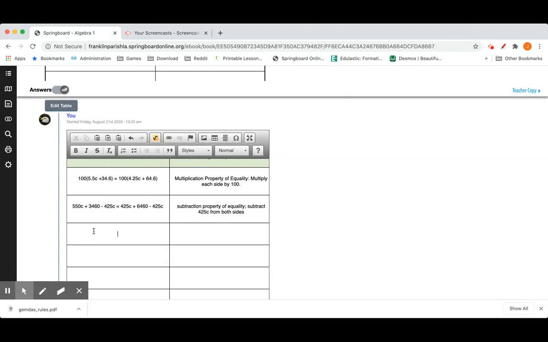So what happens? Well, let's do our commutative property so that we can put the numbers together, so that it's easier to combine like terms in just a second.